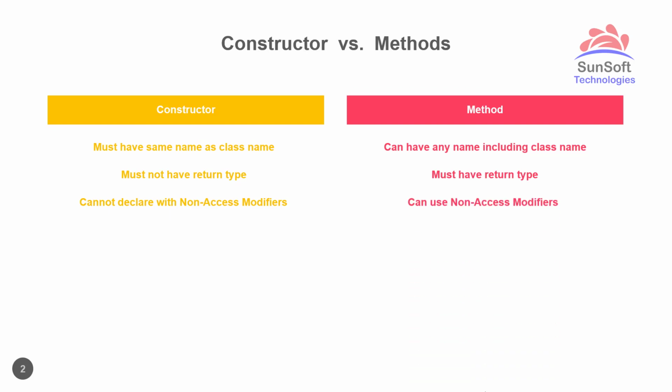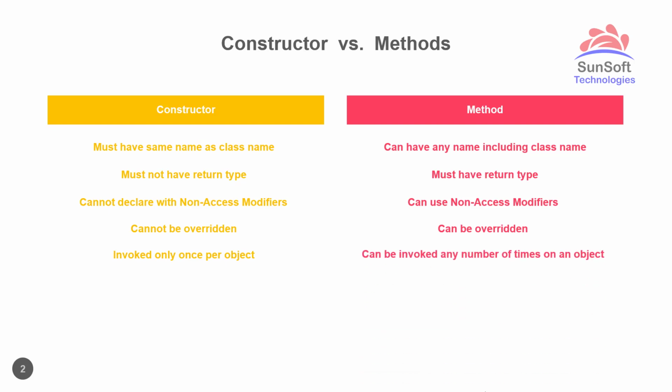Another difference: constructors cannot be overridden. You cannot override constructors, whereas methods can be overridden. Then the last difference: constructors can be invoked only once per object, whereas methods can be called any number of times on a single object.